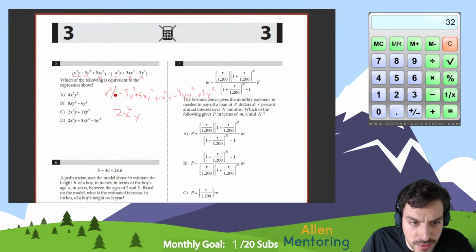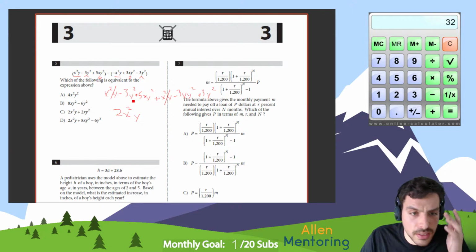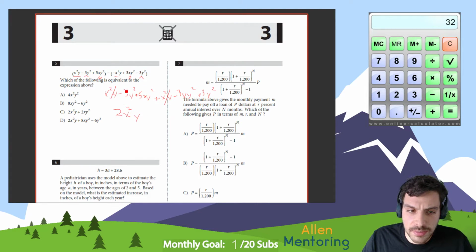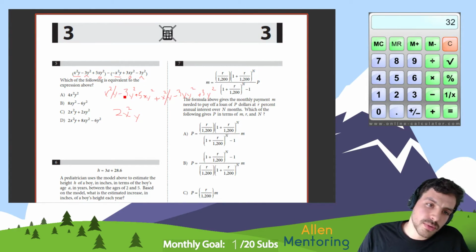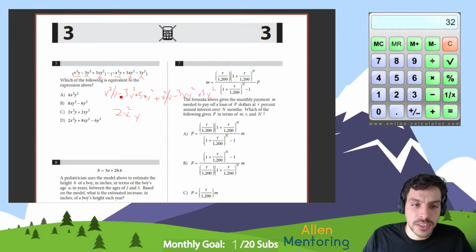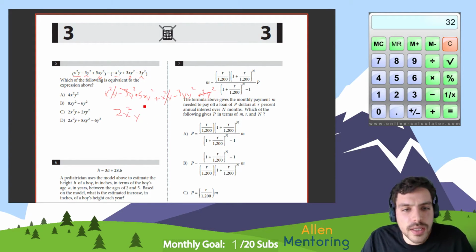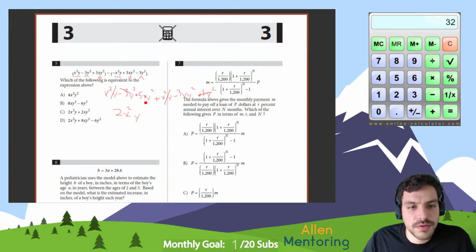So we take care of this, and we took care of this. Next, we have minus 3y squared, and then we have plus 3y squared. Well, that's easy. Minus 3y squared plus 3y squared is actually going to add up to 0. So we're just going to cross these out. Don't even worry about them. Bam. And lastly, we have plus 5xy squared minus 3xy squared.